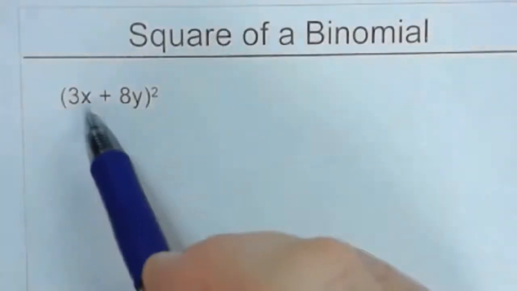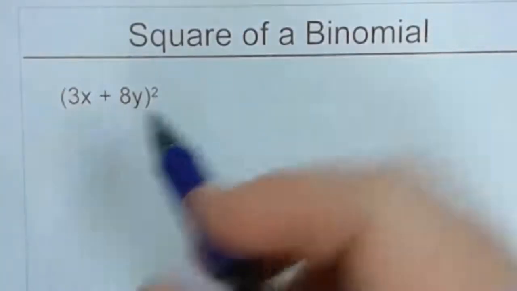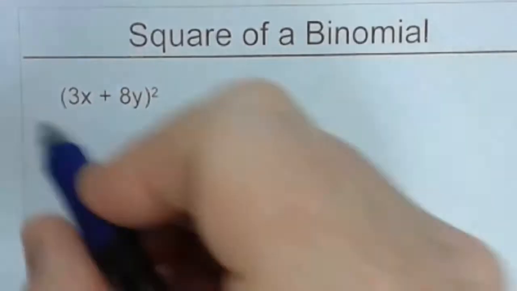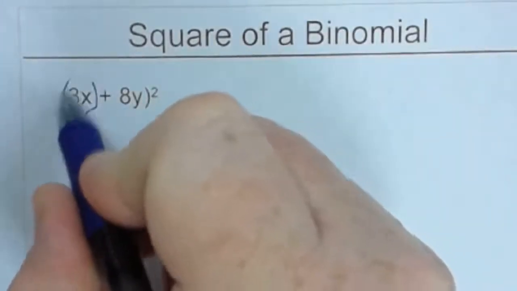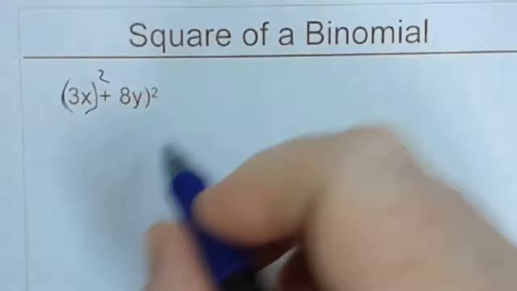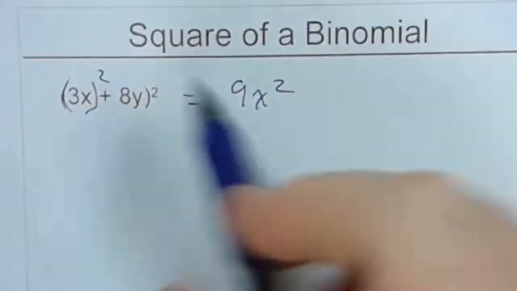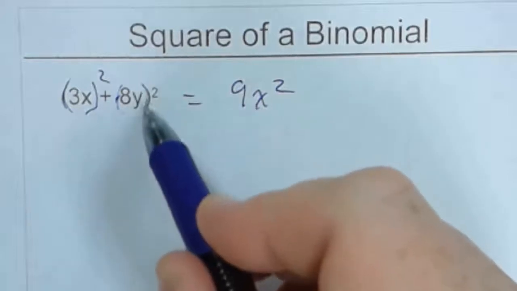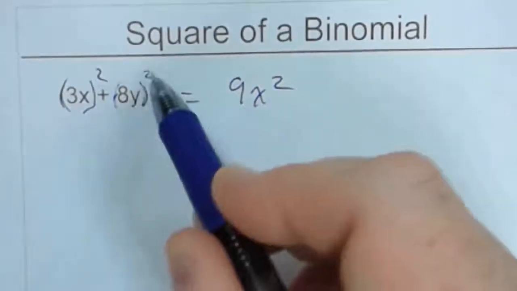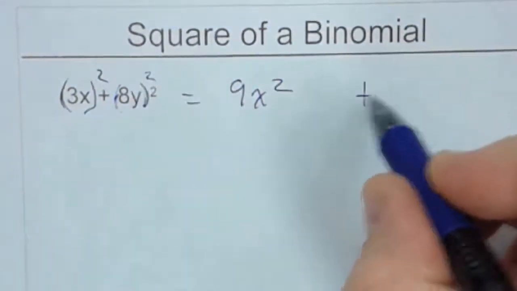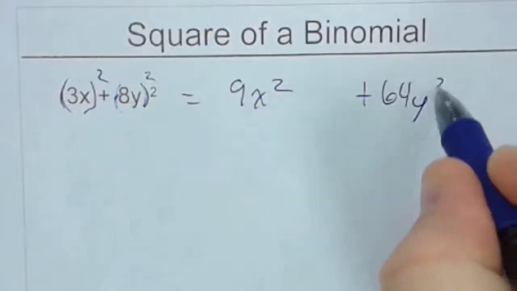Our next example brings in two variables. So we're going to take the first one, which is 3x, square it, and that's going to give us 9x squared. Leave some space, square the last one. So 8y squared is going to give us a positive 64y squared.